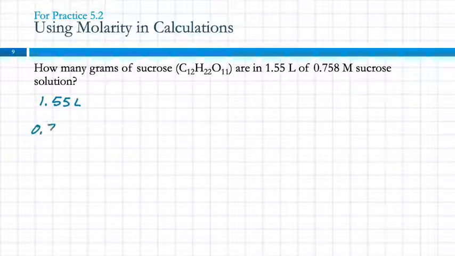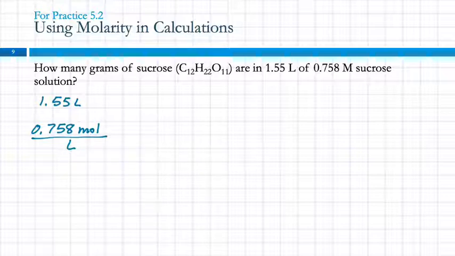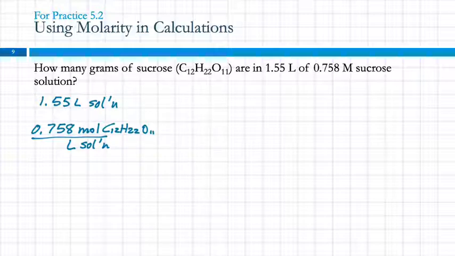and they're telling me 0.758 capital M. Capital M is more convenient to type, but that's moles per liter. And if it's helpful to you, specify this is liters of solution, this is liters of solution, and this is moles of sucrose. We gave you the formula.